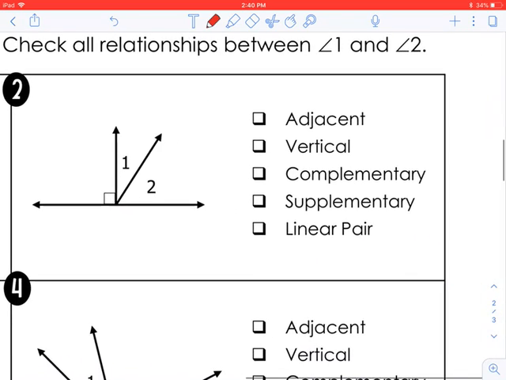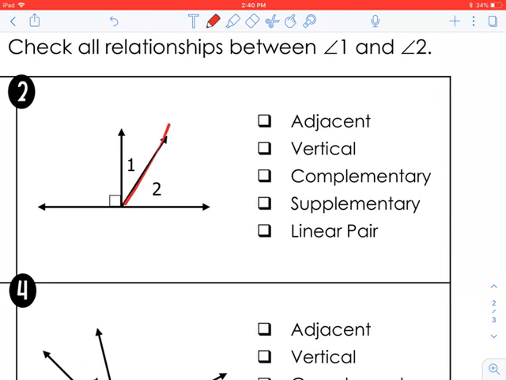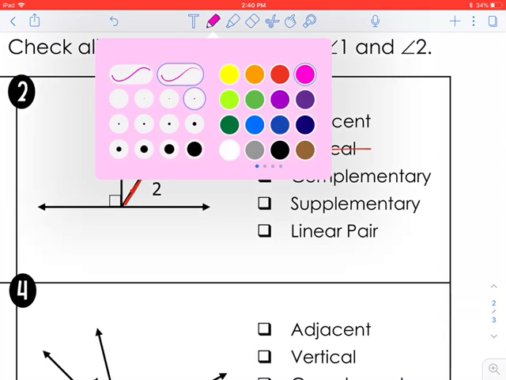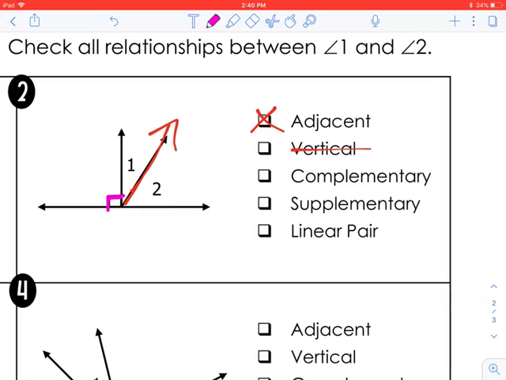Okay, same thing here. They share a side, so that's one thing, adjacent. They're not vertical, so that's out. Complementary, well, if this here is 90, then this has to be 90 as well. And so complementary actually works for this. Okay, and if it's 90 degrees, there's no way it can be 180 degrees, so both of those are out.